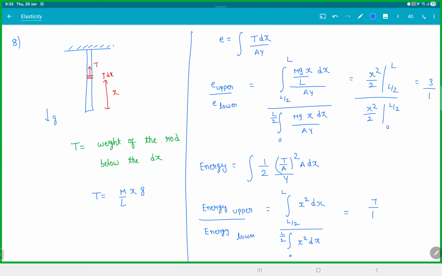First part is right. Please have a look at this. Again, I'm just using the same two formulas. Get the tension, put it in the formula, you'll get whatever you want. Any doubts on this? Please ask.